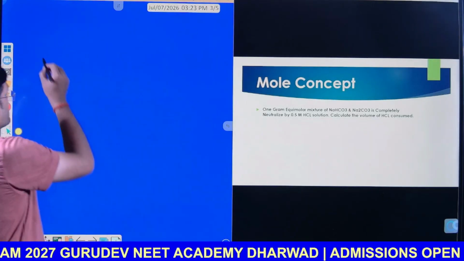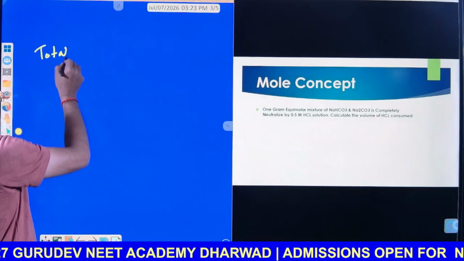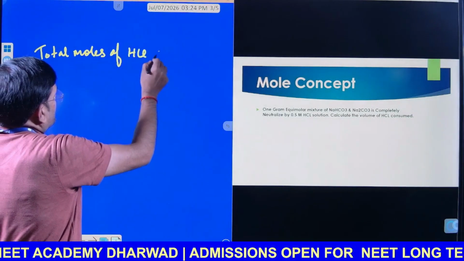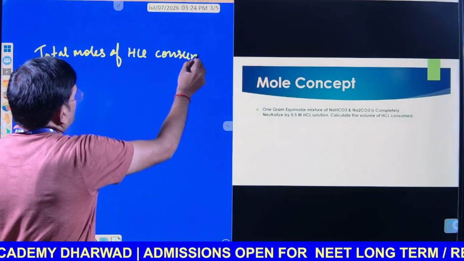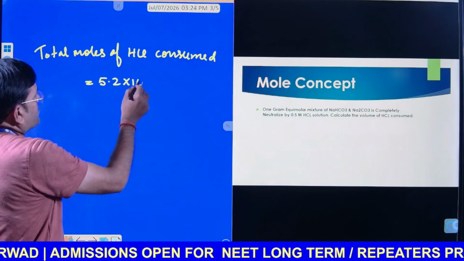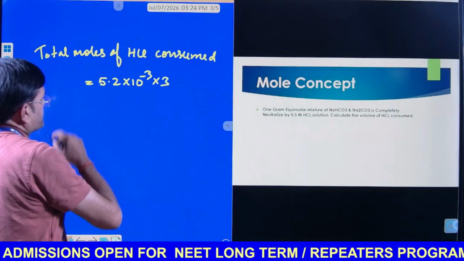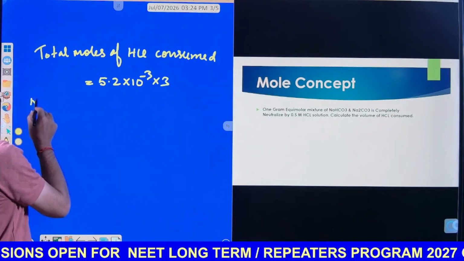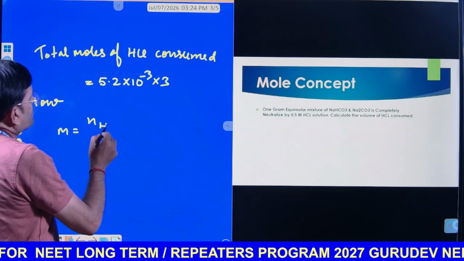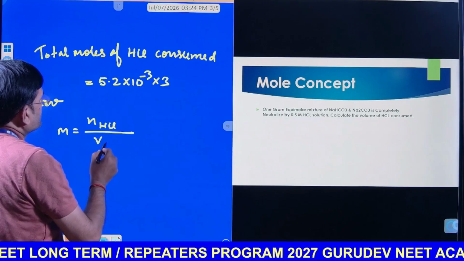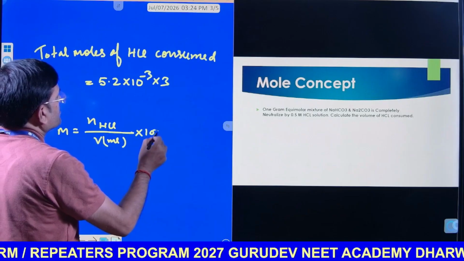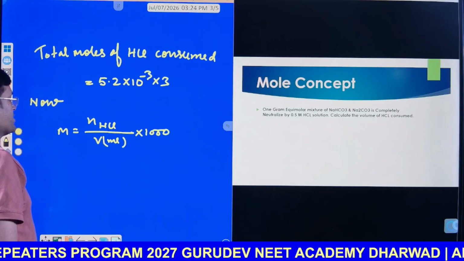So total moles of HCl consumed is equal to what? 5.2 into 10 to the power minus 3 into 3. Now we can use the molarity equation. Molarity is equal to number of moles of HCl divided by volume in ml into 1000. This is the molarity equation.